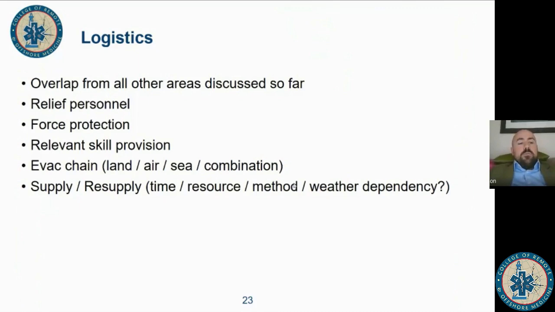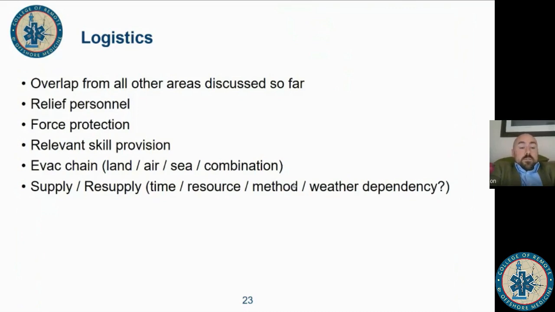The relevant skill provision we've touched on already, but your evacuation chain is classic for logistics. If you have an intensive care facility for patients for, let's say, up to 24 hours, what are you going to do to move them on? Is this something where you can move somebody by land, or by air, or move them onto a ship to sail them away somewhere? Or is it going to be a combination of all those things? You can already predict there are a lot of variables that are going to come into that.